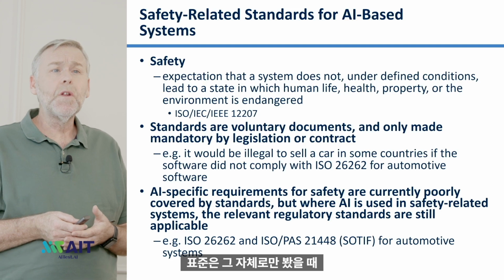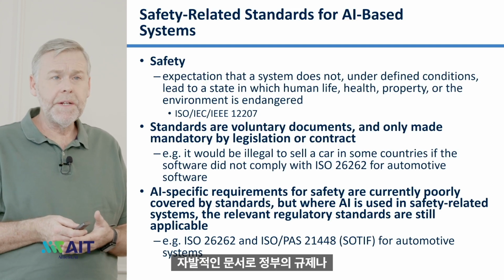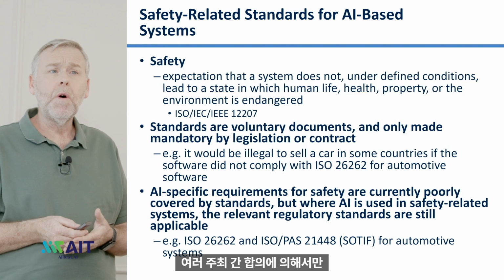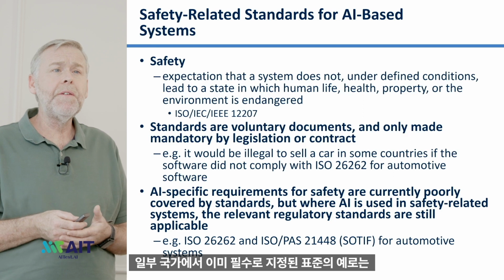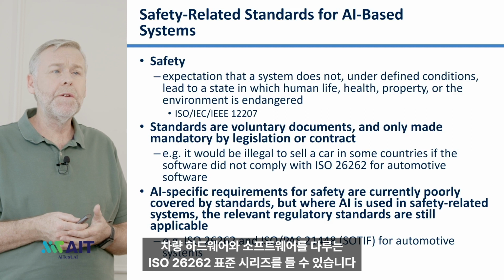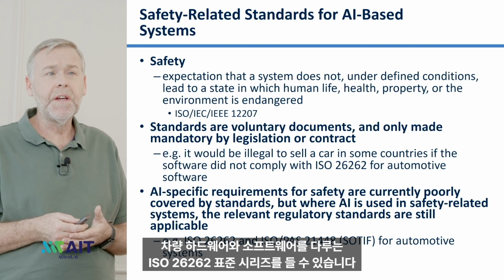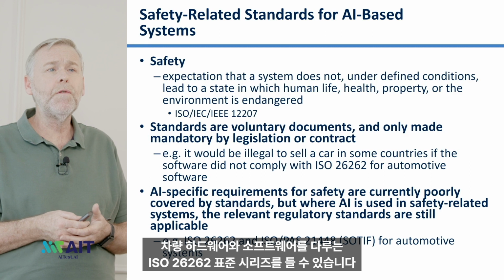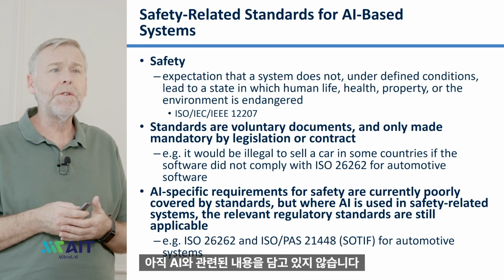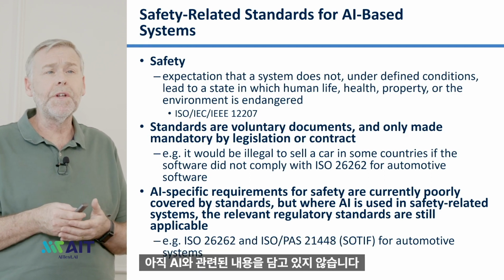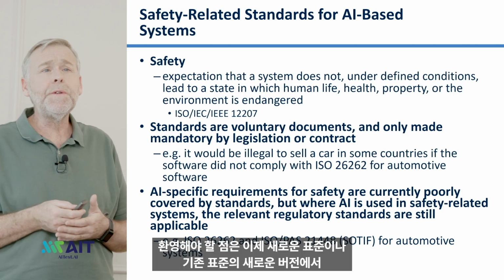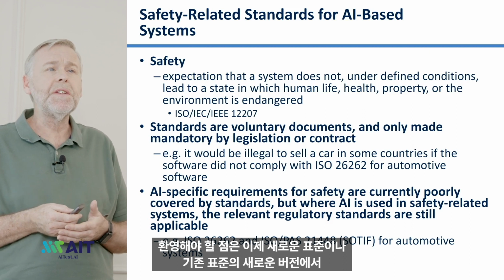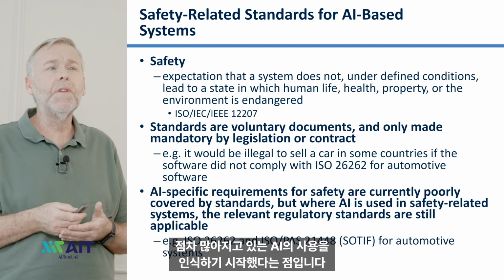Standards in isolation are voluntary documents and can only be made mandatory by legislation by government or by contract between agreeing parties. An example of a series of standards already mandated by some national governments is the ISO 26262 series that covers automotive hardware and software. However, these standards do not currently provide any specific coverage of AI, and this is a gap that needs filling. Luckily, new standards and revisions of existing standards are now beginning to take account of the growing use of AI in computer systems.